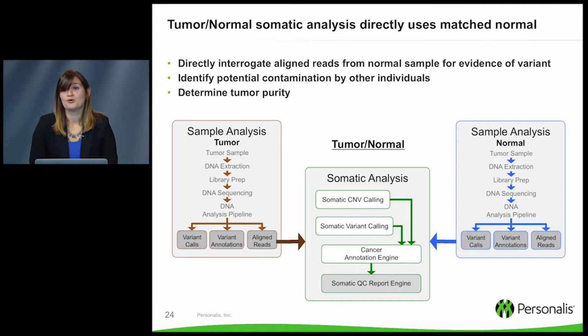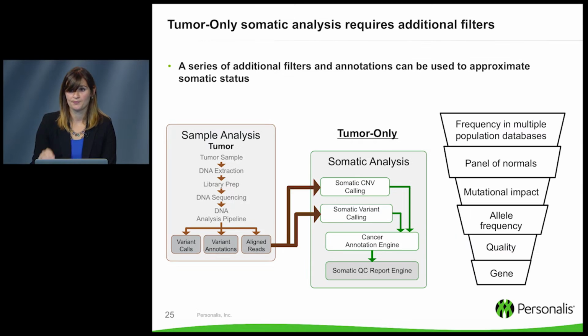Now, for our tumor normal somatic analysis, we perform sequencing, alignment, and variant calling on the tumor and the normal separately. Then, instead of doing a simple subtraction of normal variants from the tumor, we use aligned reads from the tumor and the normal sample together in our analysis pipeline to more accurately call somatic variants. And with the added information of the matched normal, we're also able to identify possible contamination of the sample and estimate tumor purity more accurately.